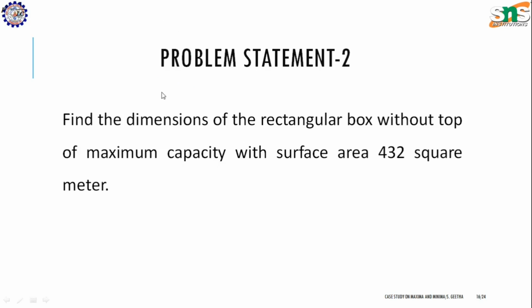Next, problem statement 2. Find the dimensions of the rectangular box without top of maximum capacity with surface area 432 square meter. Here they have given the rectangular box whose surface area equals 432 square meter. We are supposed to find the dimensions of the rectangular box and also the maximum volume of the box.